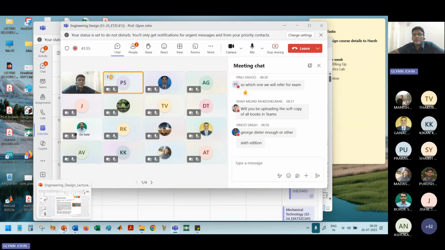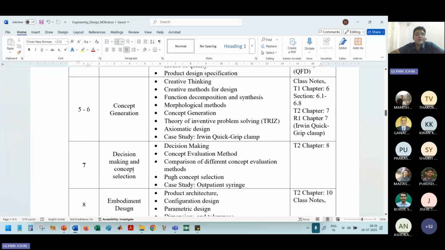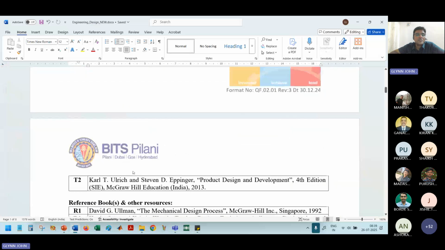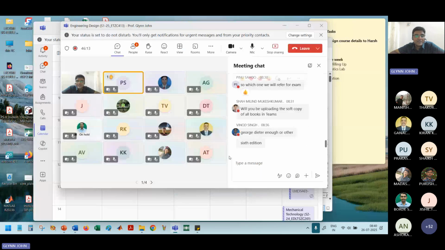George Dieter. As I mentioned, one textbook is enough. The remaining part you can use class notes, right? Here, sixth Indian edition, this book is good enough, or even an earlier version is good enough, right? There won't be much of a difference between a previous edition and the new edition. Okay, any questions so far?